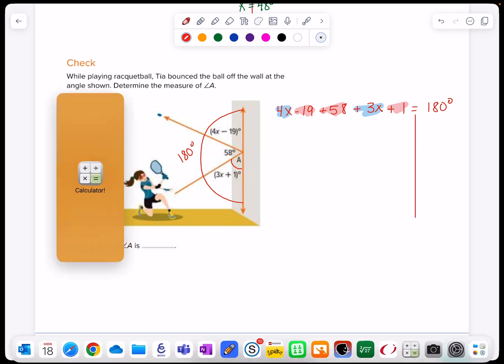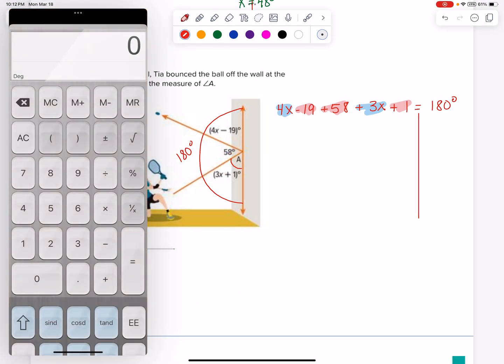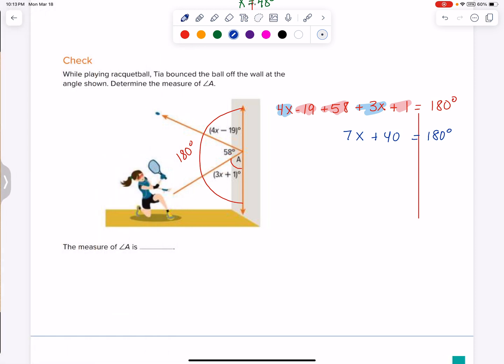I'm going to pull out the trusty old basic calculator here just because it's easier for my chubby fingers. All right, so 4x and 3x, 4, 5, 6, 7. So I'm good with that being 7x. And then let's go ahead and add up all of our constants. So we have a negative 19 and 58. So 58 minus 19 is 39. And then we have a plus 1, which is 40. So plus 40 equals 180. So there we go. That's simplifying, remember? Distributing if you need to, combine like terms.